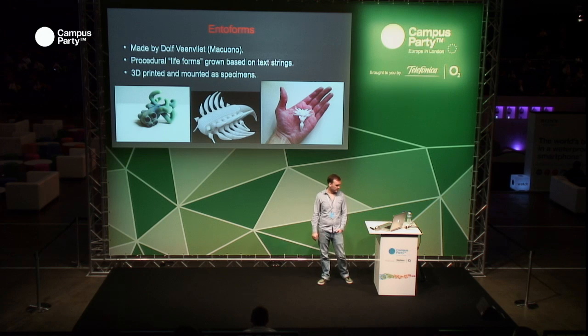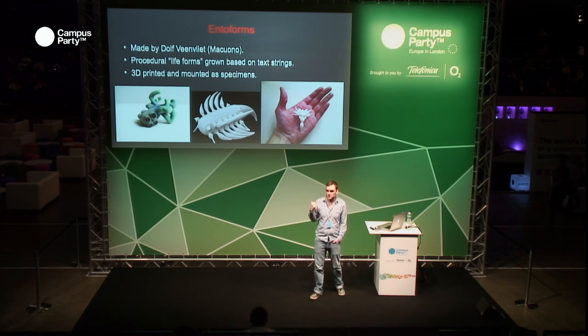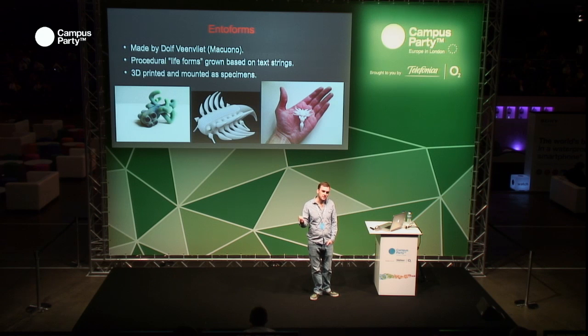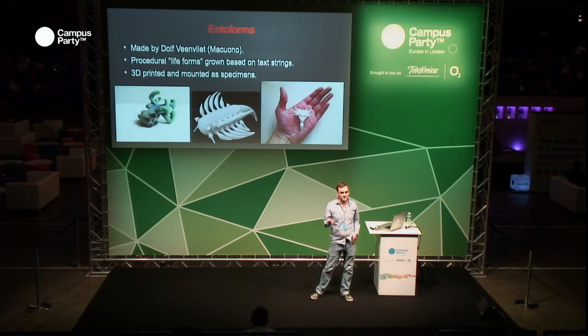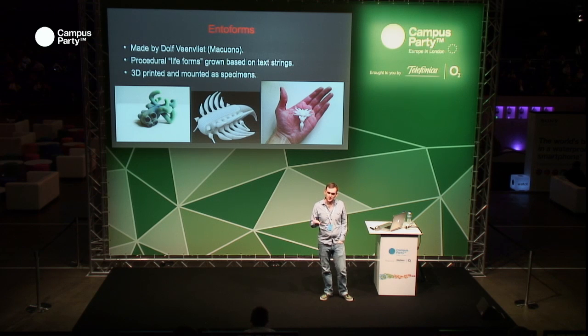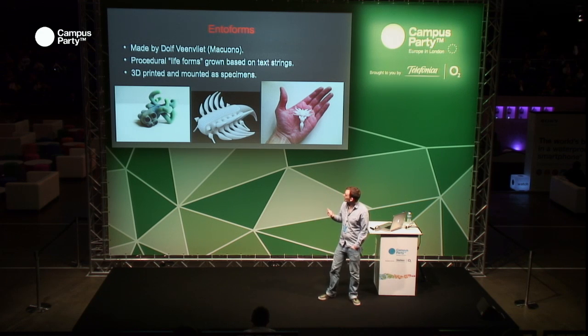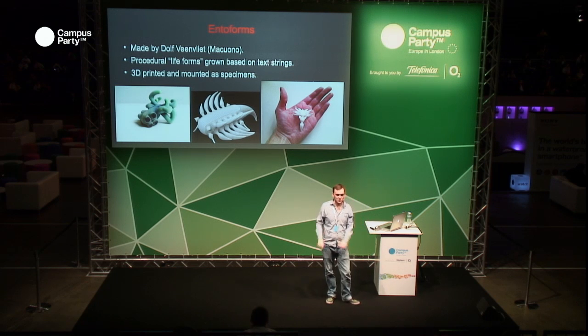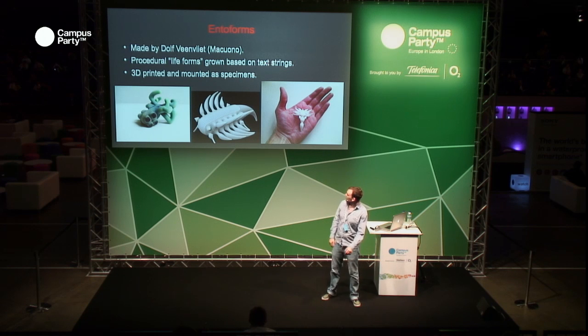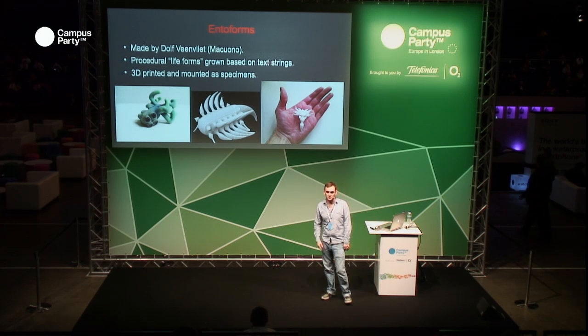This is a project that a guy called Dolph Wienvliet made. I probably completely ruined his name there, but I will apologize for that. He basically uses Blender's Python API to create procedural life forms. The input that he takes is just a piece of text, and it takes this as the lifeform's DNA and uses that to create a model procedurally using Blender's Python interface. And he then 3D prints these and mounts them as zoological specimens for his art project. I think they look really cool, and they're an interesting example of how you can use Blender's Python API to make models.